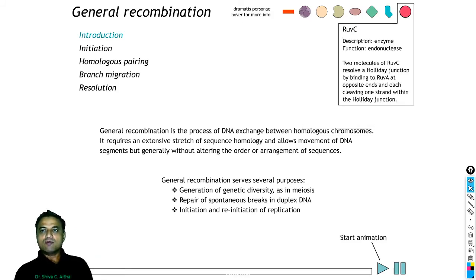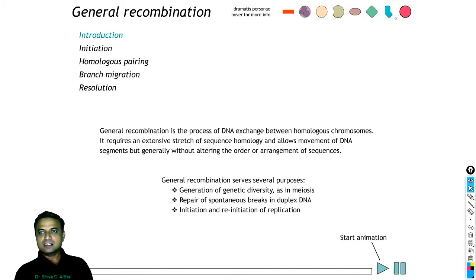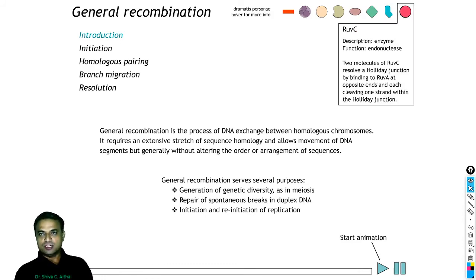The last type of protein is the Rhubarb class itself, and that is the Rhubarb protein. It is an enzyme, it is an endonuclease. See, the RecBCD protein's endonuclease activity was lost, so in the end you need some endonucleolytic enzyme which will carry out the process of cleavage. So two molecules of Rhubarb resolve the Holliday junction model, and by binding to Rhubarb, they can introduce cuts horizontally or vertically at opposite ends, cleaving and giving rise to two different types of Holliday junction model products. I will show you that.